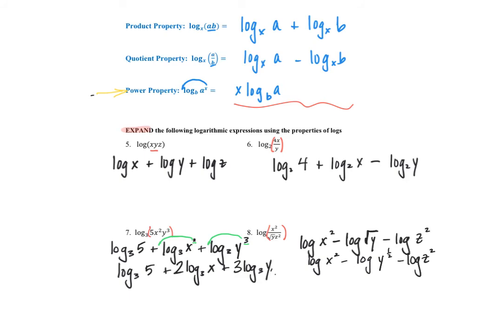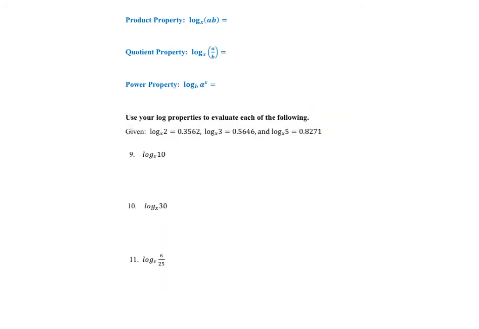So one more thing, using that power property, each one of these exponents needs to go in front as a coefficient. So I'm going to move the 2, the 1/2, and the 2 (z). So let's finish this off. 2 log base 10 of x minus 1/2 log base 10 of y minus 2 log base 10 of z. And I'm done.